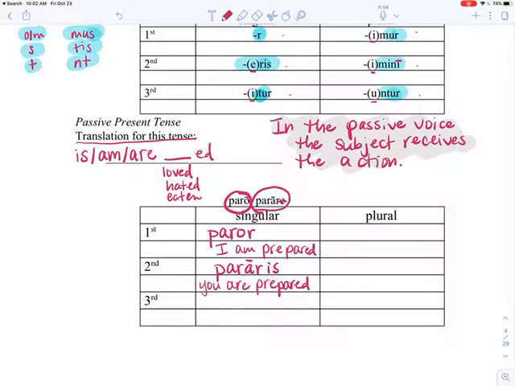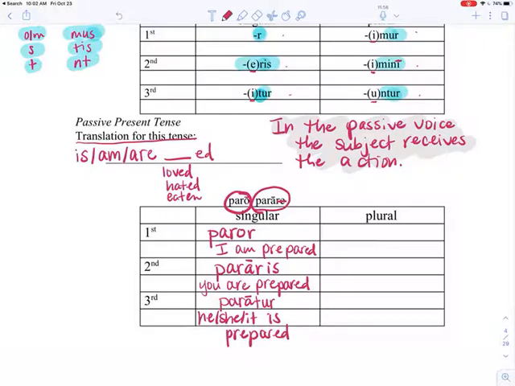Okay. For third singular, we're going to take para. Now, back in the active, we dropped the macron over the A. But for the passive, for third singular, we're going to keep that A with a macron, and we're going to add tor. So we should have parator. And so this is he, she, or it is prepared.